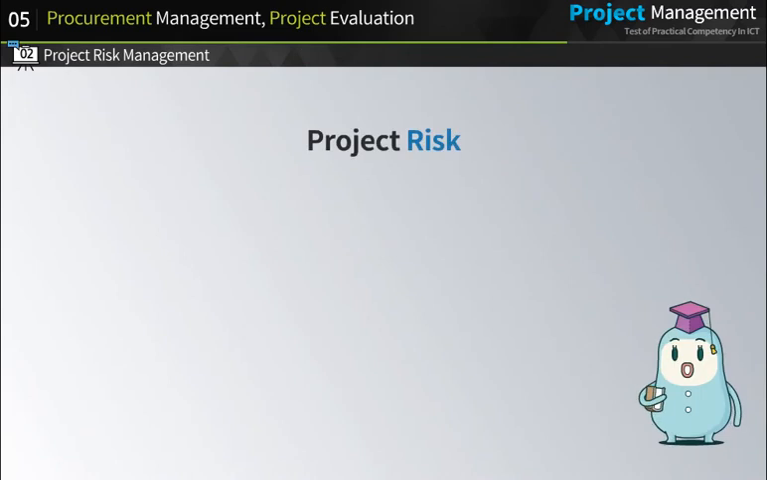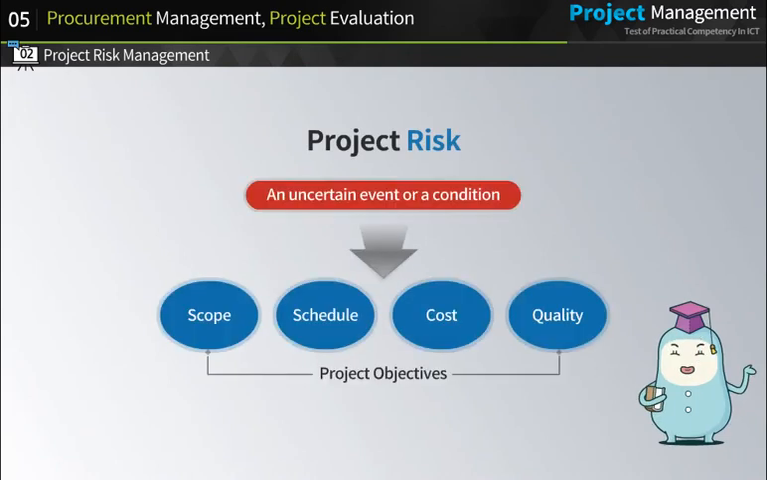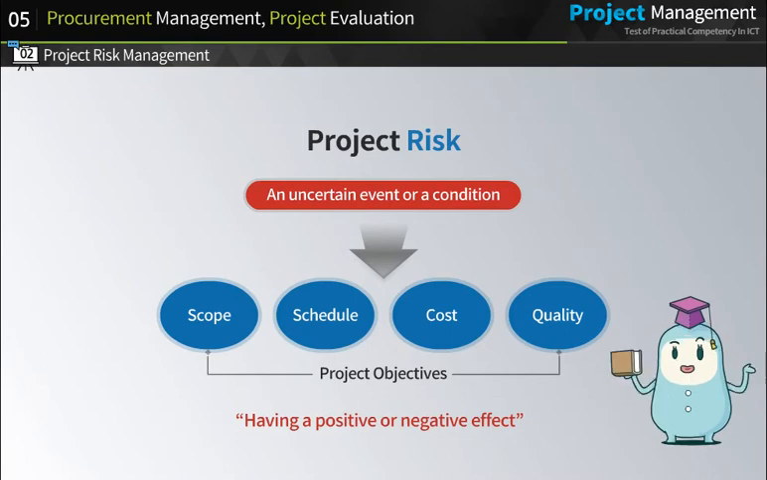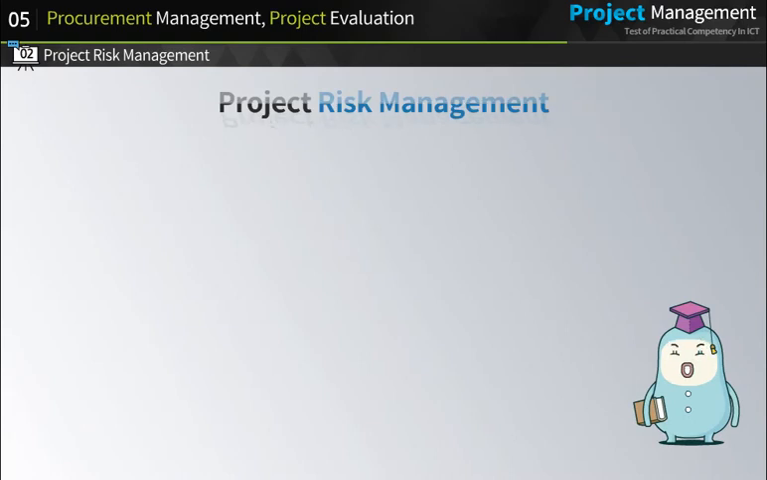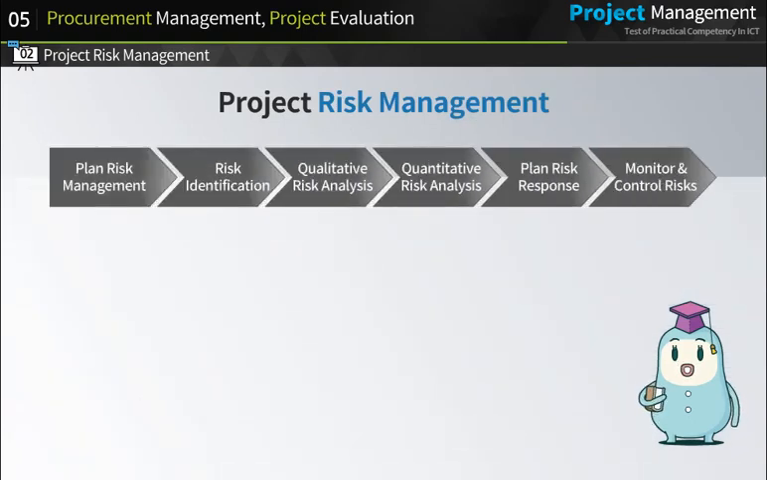Project risk means an uncertain event or a condition that, if it occurs, will have a positive or negative effect on a project's objectives, such as its scope, schedule, cost, and quality. Project risk management mainly consists of the following processes.